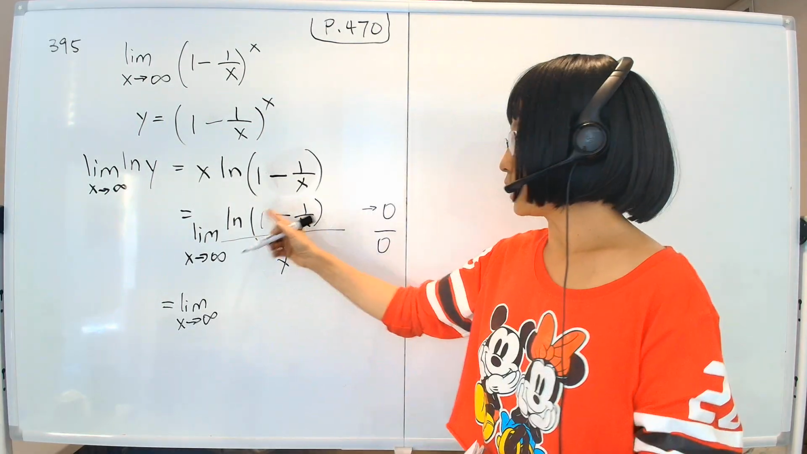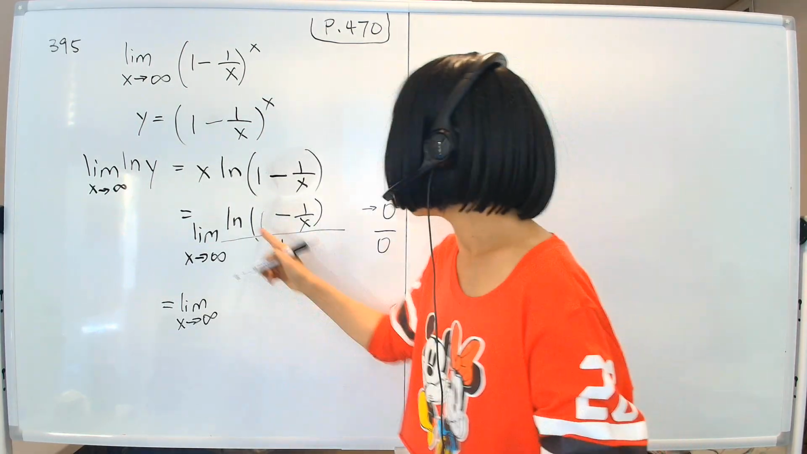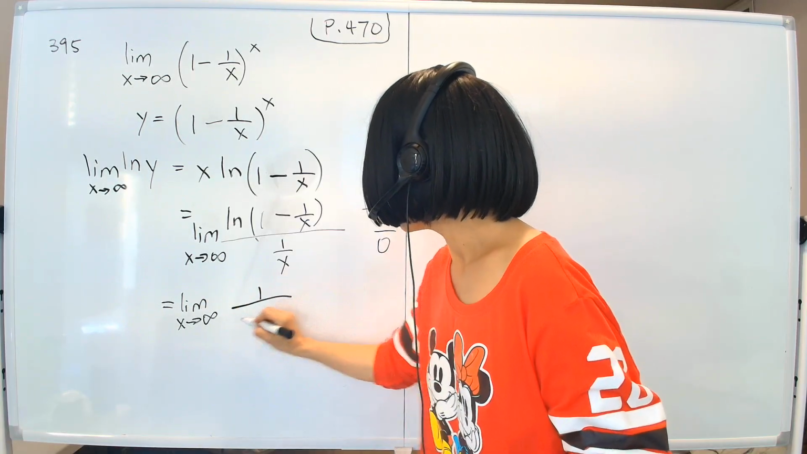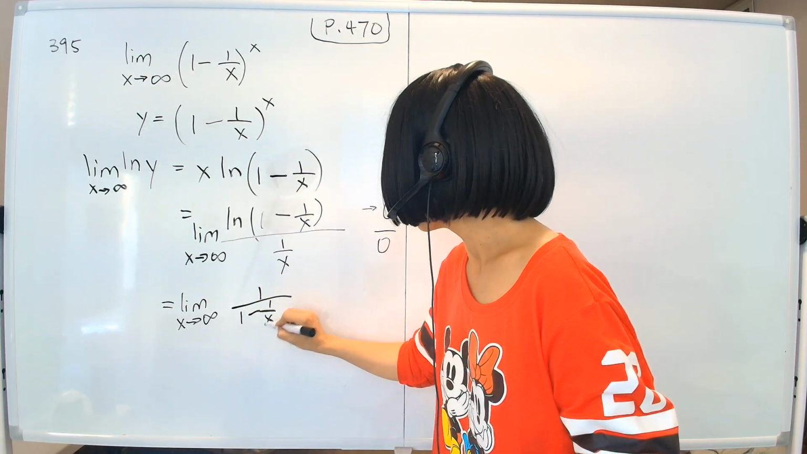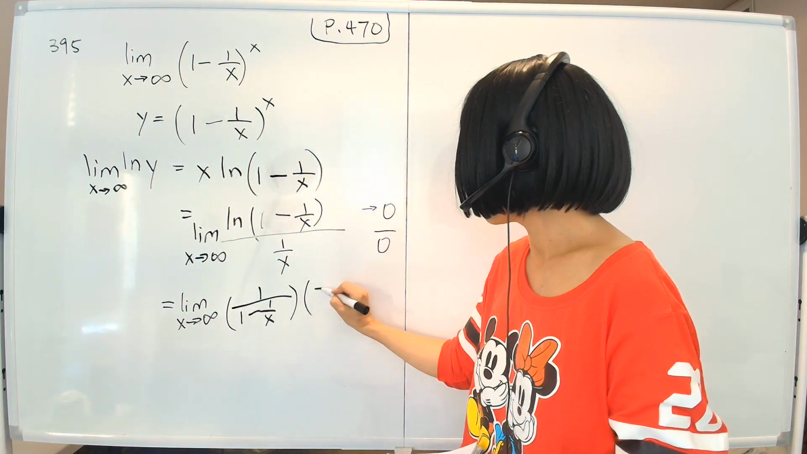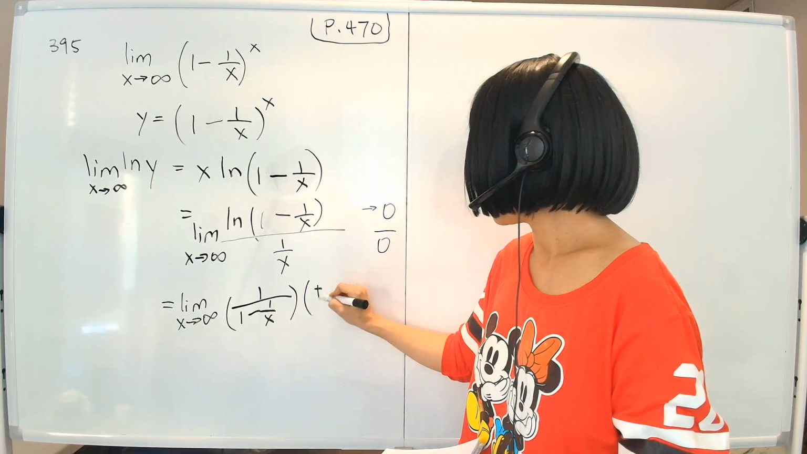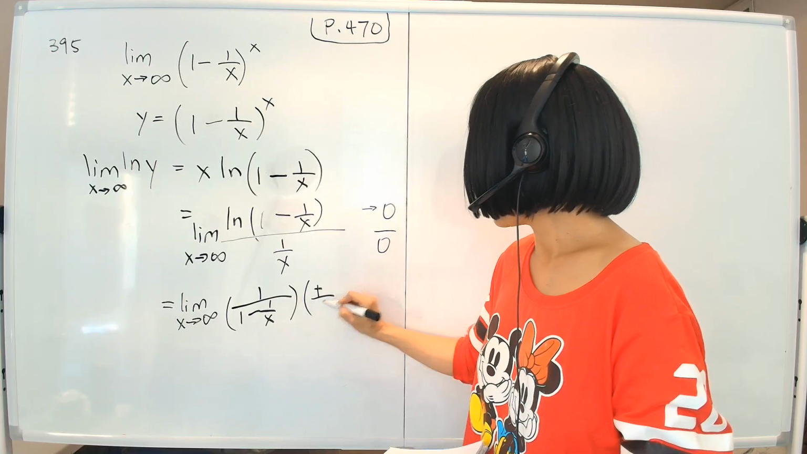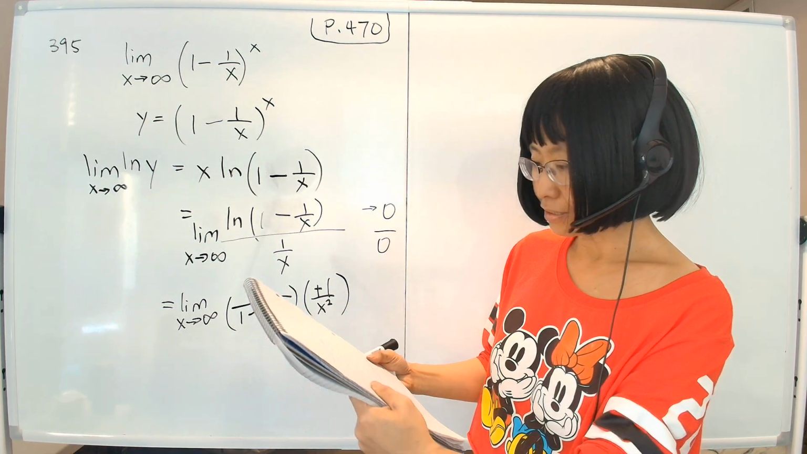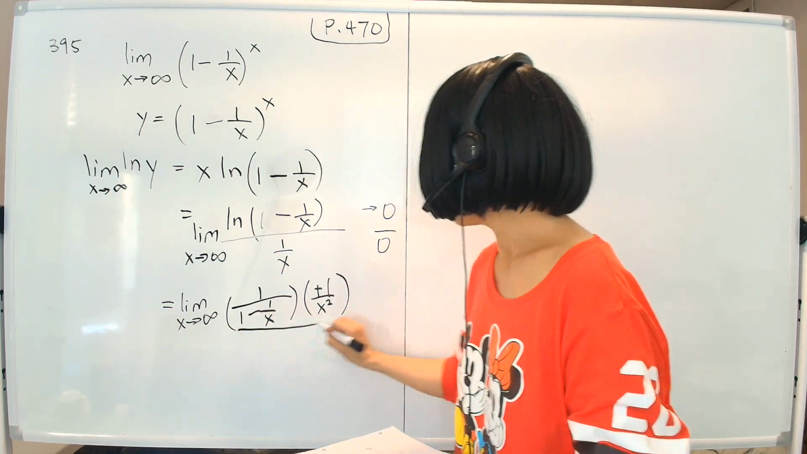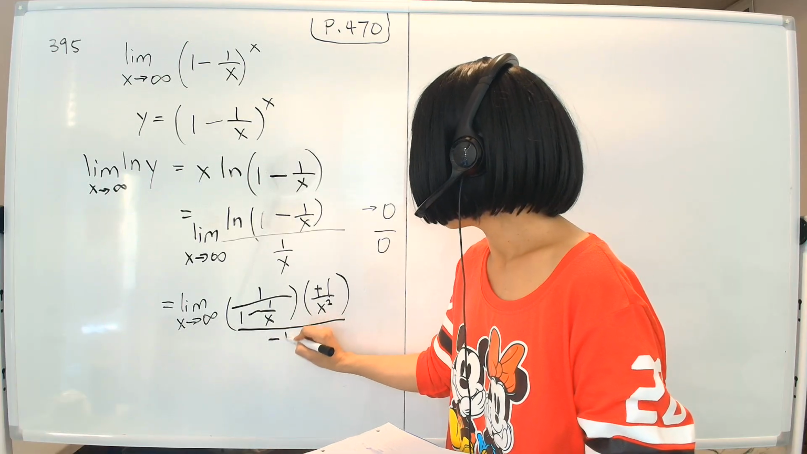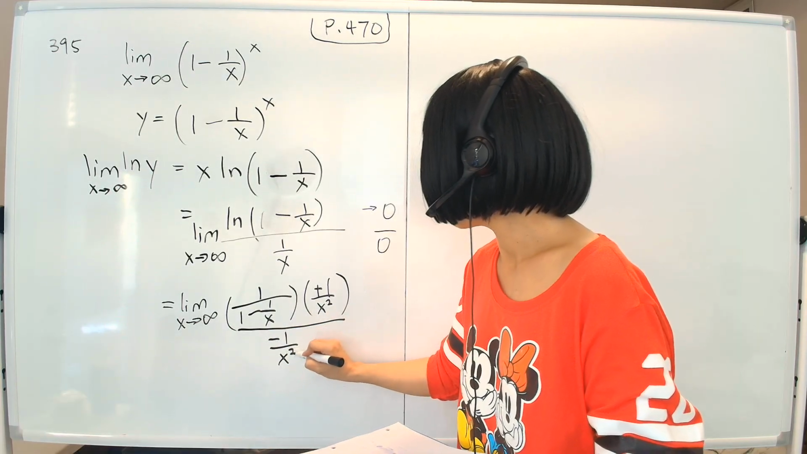Taking the derivative of this thing, the derivative of the natural log is 1 over 1 minus 1 over x, times the derivative of the inside, which is negative, and then another negative makes it positive, divided by x squared. And then positive 1 over x squared all over, same thing here, so that it becomes minus 1 over x squared. That's the derivative of the bottom.